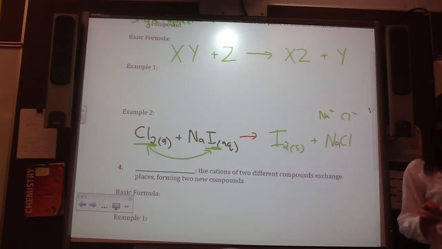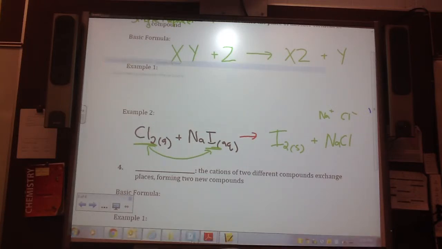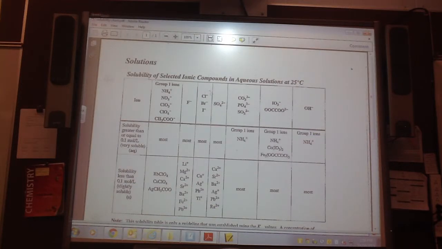Now the setting of this is in water. So is the NaCl going to still be dissolved in water, or is it going to be a solid? So you look at your solubility chart. Here's Cl. We go down, it's not in this category, so it's mostly aqueous. Group 1 ions, sodium, we go down, it's not here, so it's aqueous.